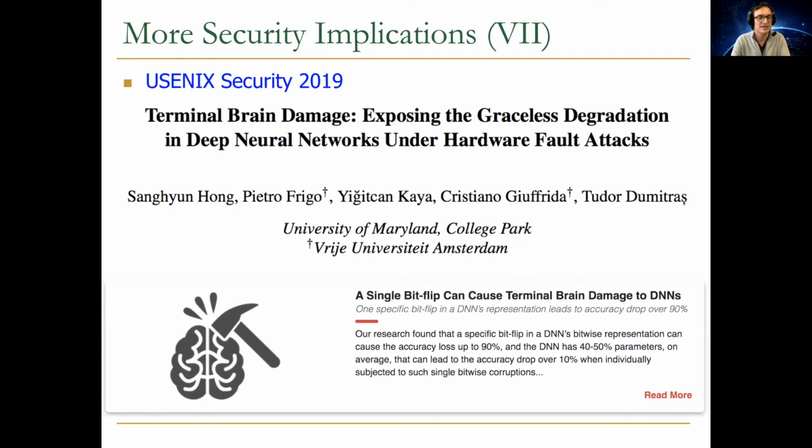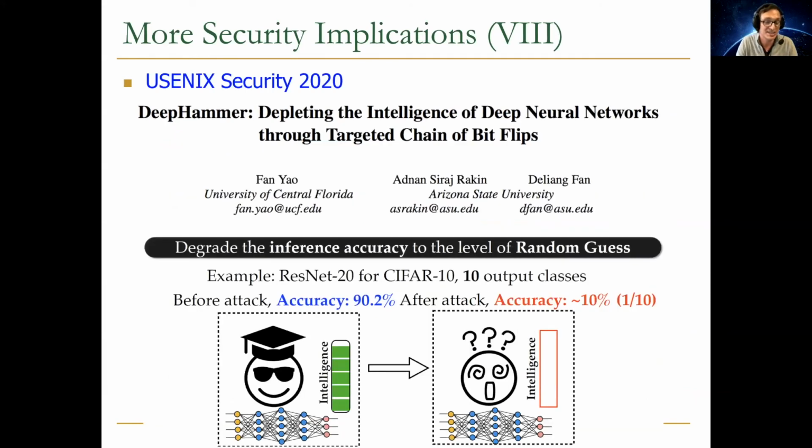So similar papers were written. This is at USENIX Security last year. Basically, these folks say that you have a neural network. It classifies, let's say, whatever thing you input to it with 90% accuracy. If you subject it to a RowHammer attack in a customized way, its accuracy goes down to 10%. So this is really bad, right?